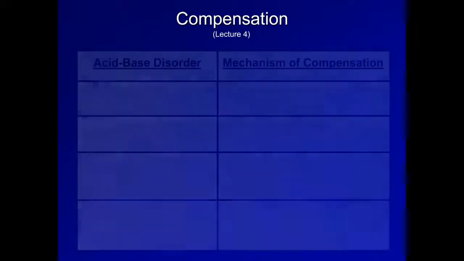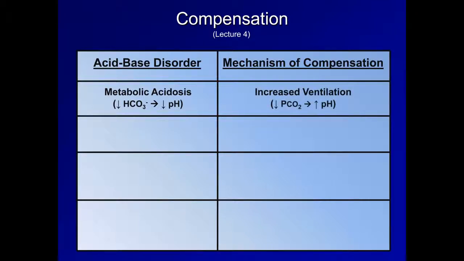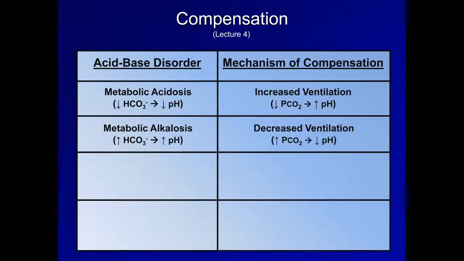Lecture 4 discussed the process of compensation, in which the body attempts to neutralize derangements of acid-base balance. In a metabolic acidosis, for example, in which low bicarb leads to low pH, the mechanism of compensation is increased ventilation, which leads to lower PCO2 driving pH back towards normal. In a metabolic alkalosis, in which high bicarb leads to high pH, the body compensates by decreasing ventilation, which leads to higher PCO2 and lower pH.